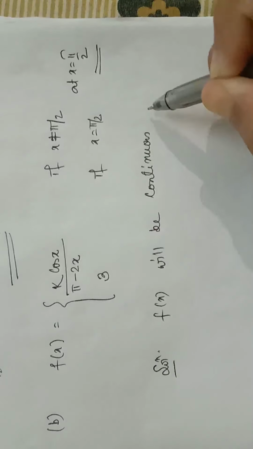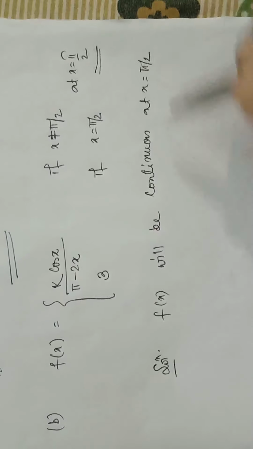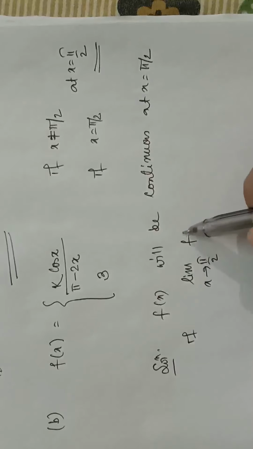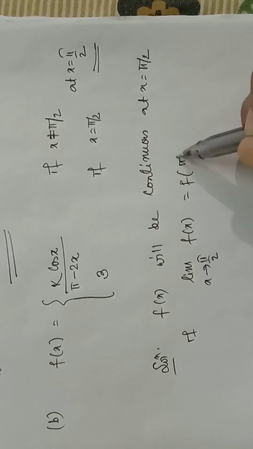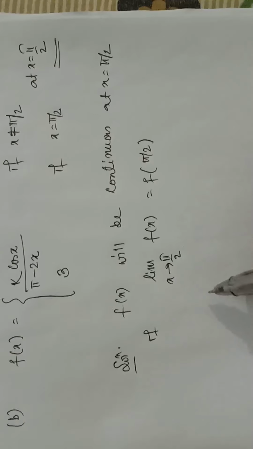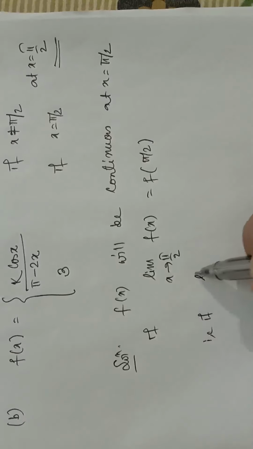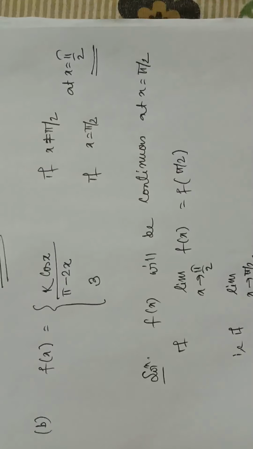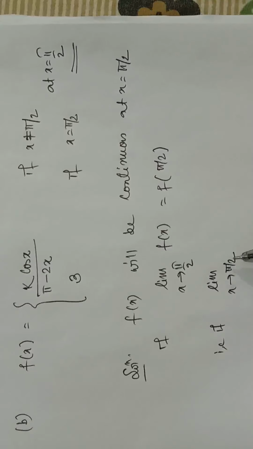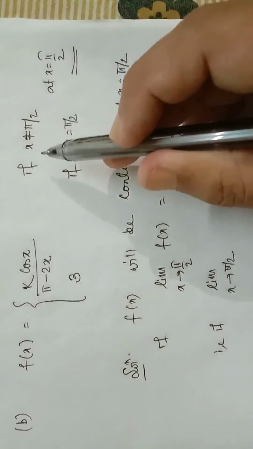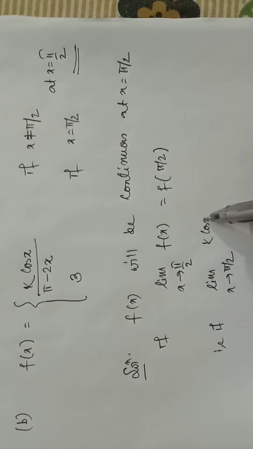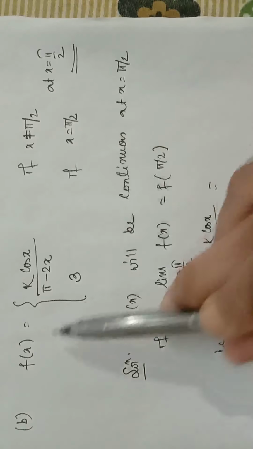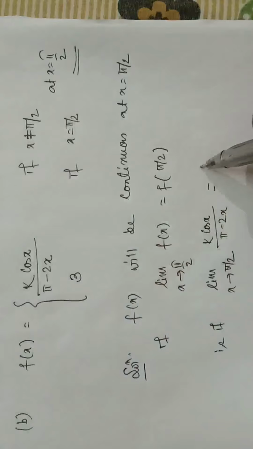f(x) will be continuous at x equal to pi by 2 if limit x tends to pi by 2 of f(x) is equal to f of pi by 2. That is, x tends to pi by 2 means x is not equal to pi by 2. x is very near to pi by 2, almost equal to pi by 2, but x is not equal to pi by 2. So when x is not equal to pi by 2, f(x) is k cos x by pi minus 2x, and when x equal to pi by 2, f(x) equal to 3, that is f of pi by 2 equal to 3.